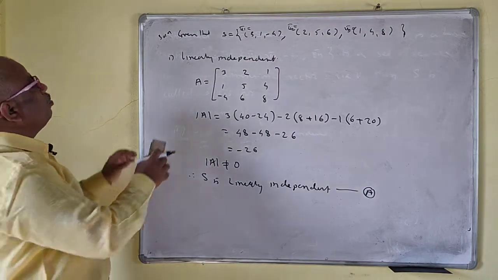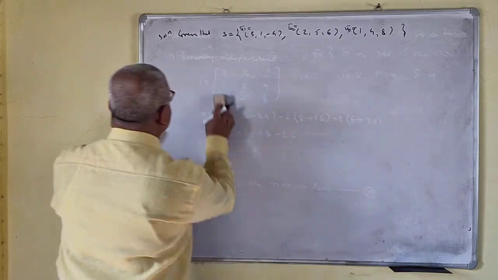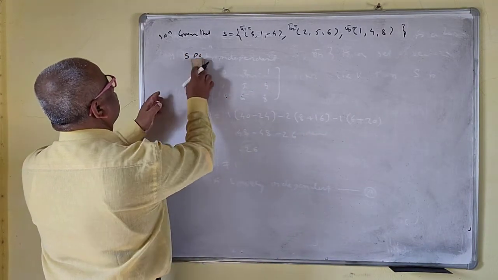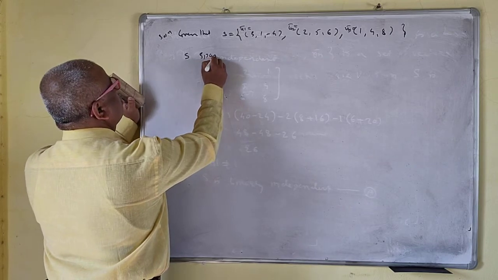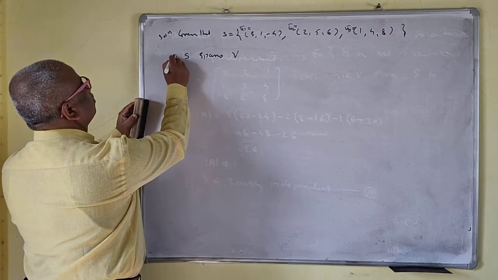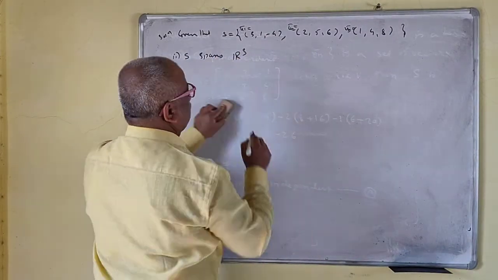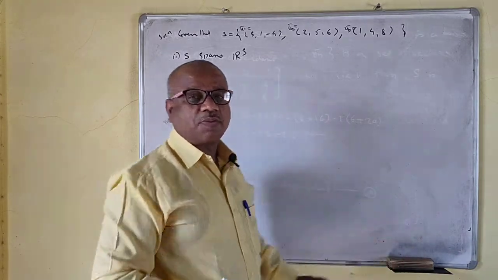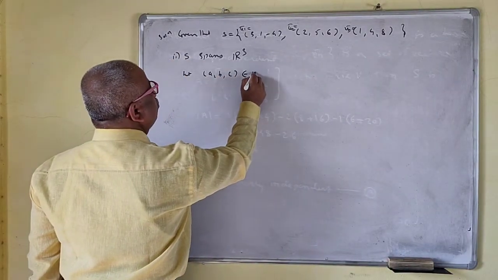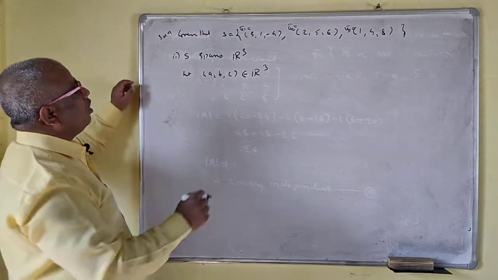So now I will prove that S spans V. This is the second one. So S spans R3, where V is R3. What will we do? We will take any vector (a, b, c) from R3. Then we will prove that the system is consistent.